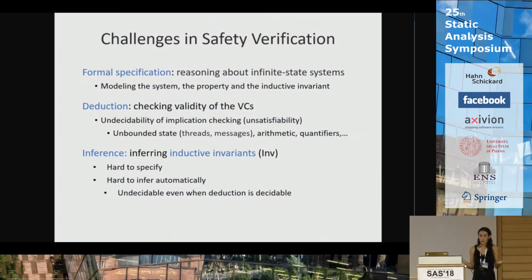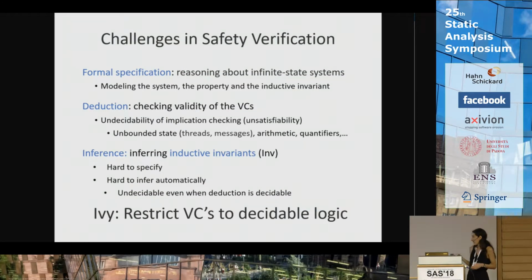Even if we use first-order logic, then checking validity is undecidable. And the third challenge is the challenge of inference. How do we actually find the inductive invariance? And the key idea in IV is to restrict the verification conditions to decidable logic in order to at least take care of this issue here, and the issue that checking the verification conditions is itself difficult.